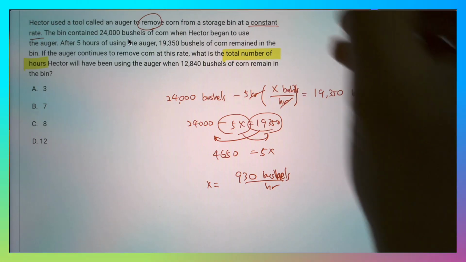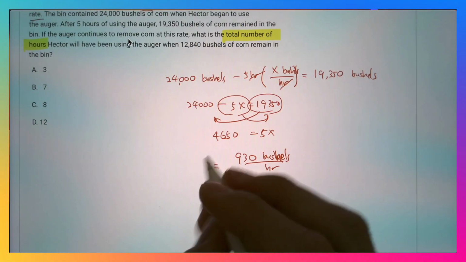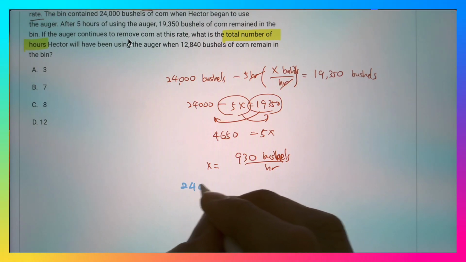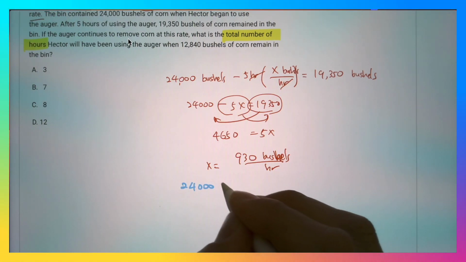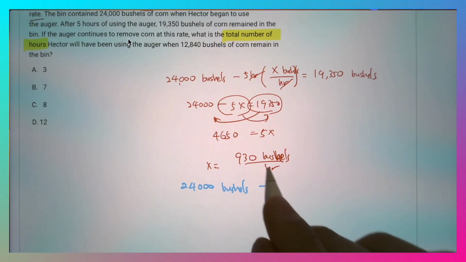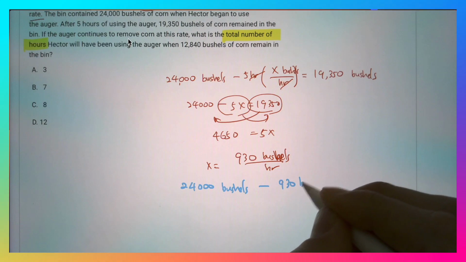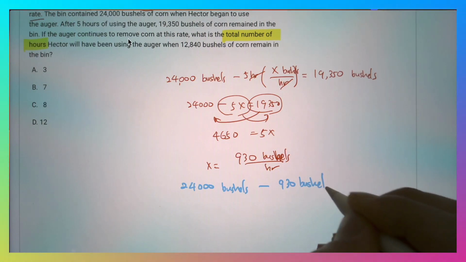Well, let's rewrite the equations. I will use a different color. If you do start using 24,000 bushels, but this time we know the rate at which it moves. So 930 bushels per hour.